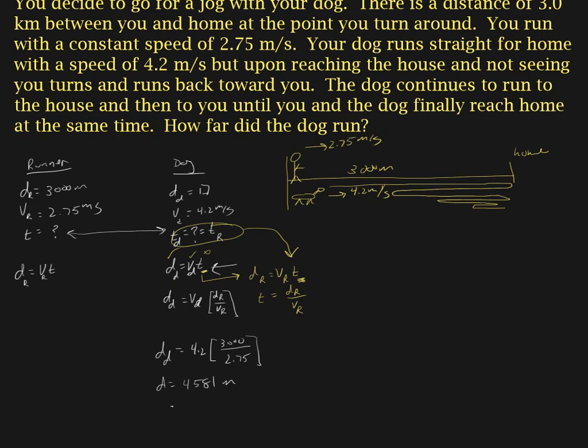which we can write as 4.6 kilometers if we use 2 sig figs, because technically this is a 2 sig fig problem due to this, and up here due to the 3 kilometers. So this is 2 sig figs. The dog runs 4.6 kilometers while the jogger runs 3 kilometers.